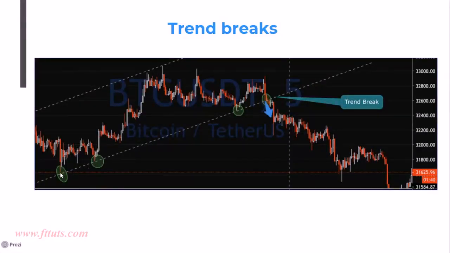If we have a trend break, we can see our lows here, our lows here. We have a few highs up here, and then we have a low established here, and then the low breaks down through that range into another downtrend, which is going to be a trend reversal.